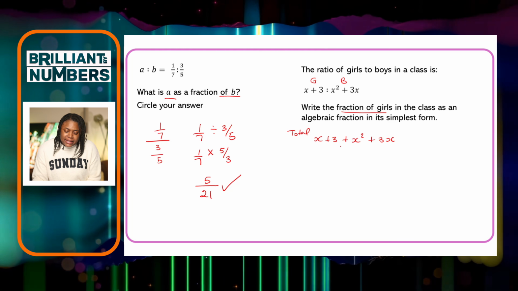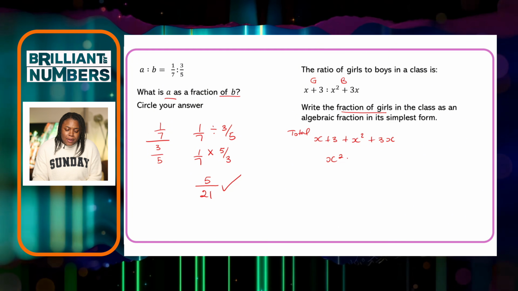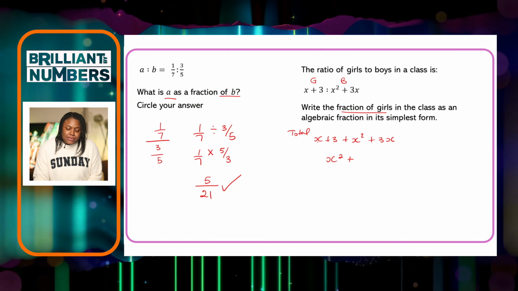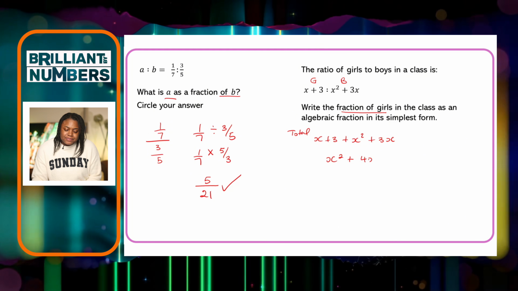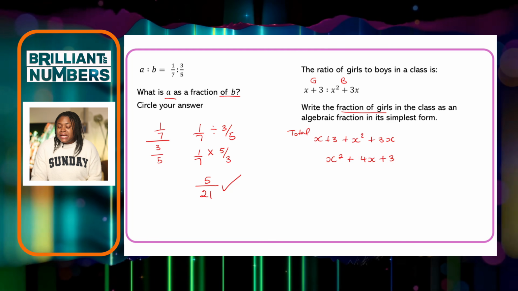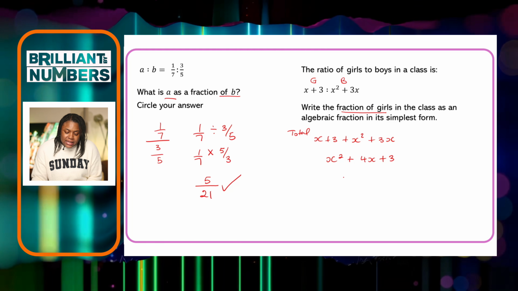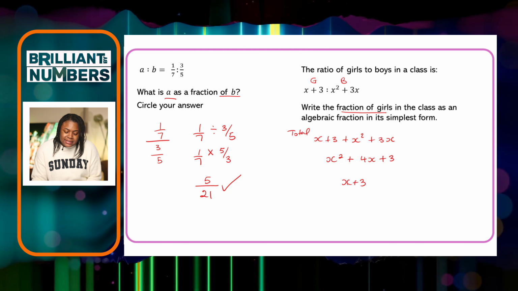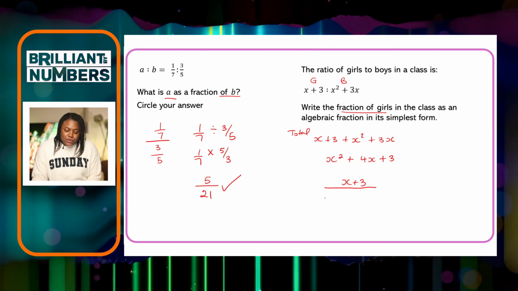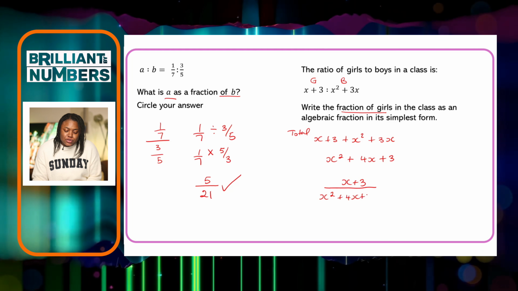So we're going to collect our like terms. So we have x squared as the highest power, plus 3x plus x is 4x, and then we have plus 3. So this is our denominator. So therefore, we are writing the girls, which is x plus 3, as a fraction of the total, which is x squared plus 4x plus 3.